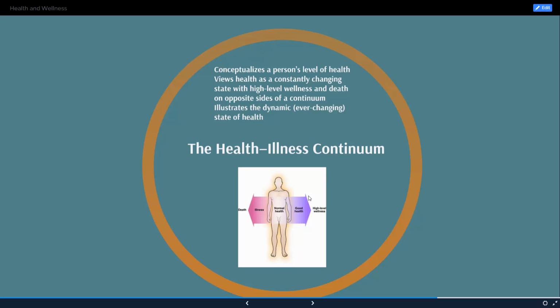I think out of all of the models, I like this one the best because I feel like it is nice in seeing that visual of a patient's illness to normal health to good health, and they can kind of see themselves, and it's a nice visual for the patient as well.